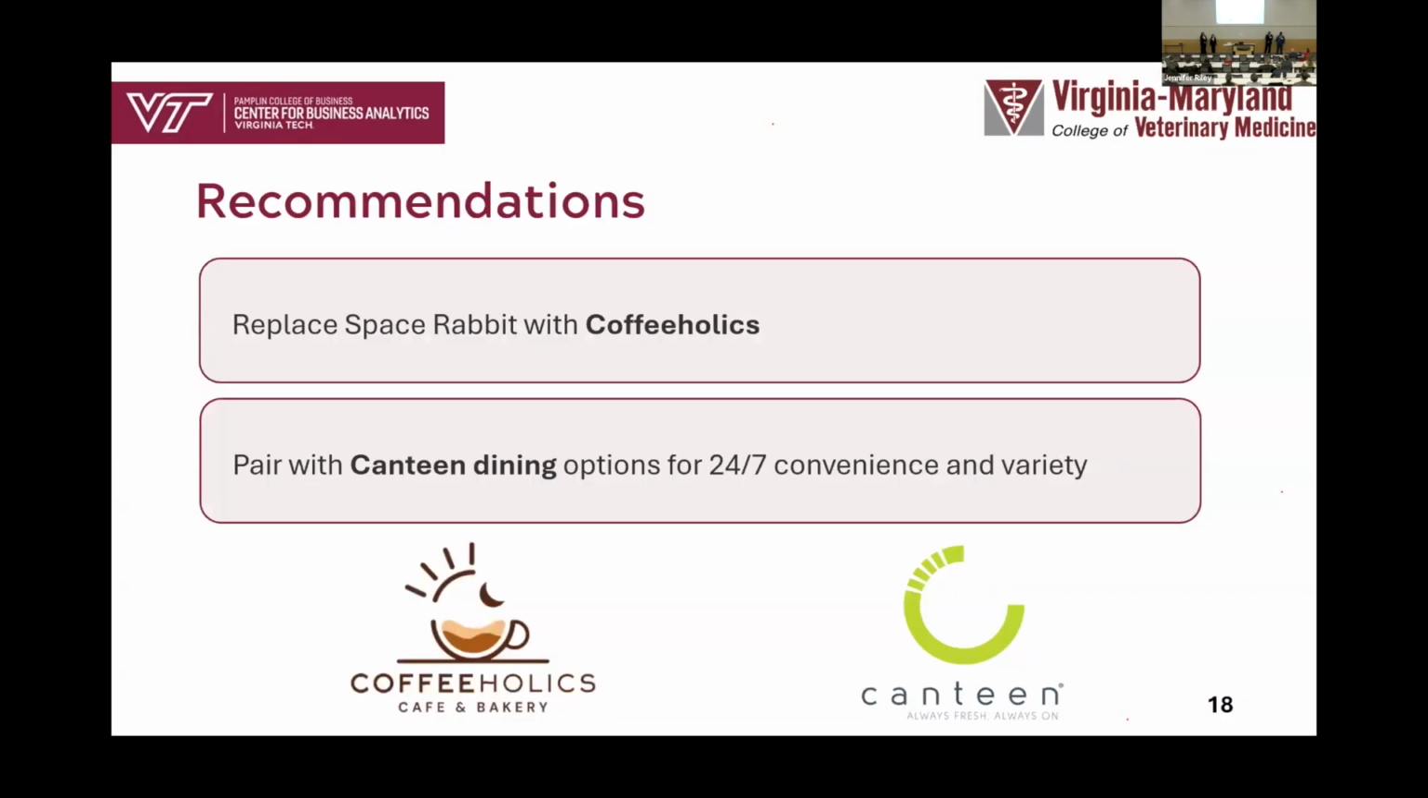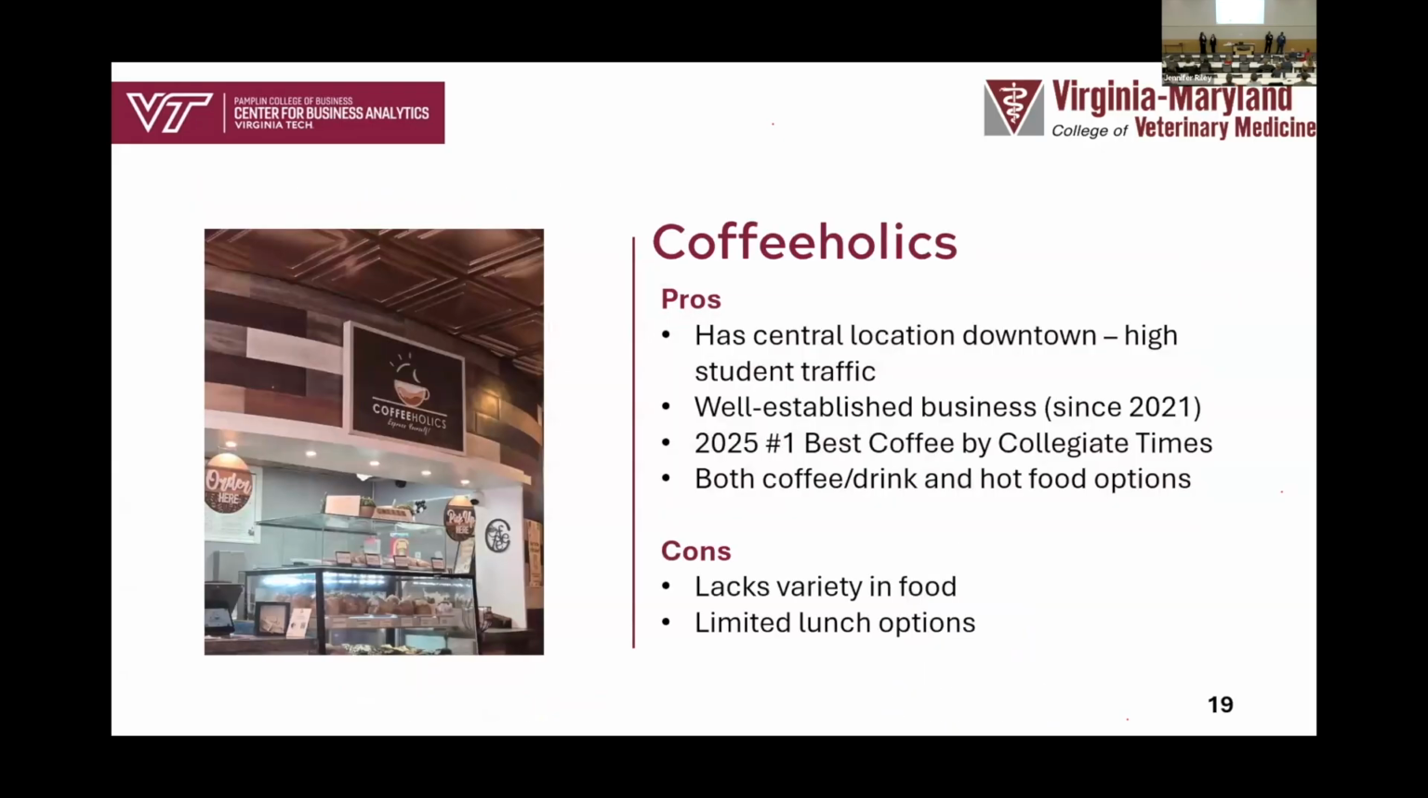Getting into our recommendations, with our data-driven insights, our team recommends to replace Space Rabbit with Coffeeholics and to pair it with Canteen's vending machine services for 24/7 dining services. This is a really important recommendation because it aligns with all the respondents and what they want. They want fast, affordable, and a variety of options, and these two will provide those. And now I pass it off to Justin to talk more about our primary vendors, Coffeeholics and Canteen.